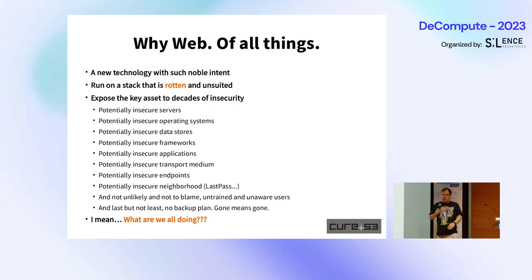And last but not least, we don't seem to have any backup plan here. Gone is gone. If something gets stolen from me from the bank, I get it back because they're insured. They don't really care. The insurance cares maybe, but hey, not my problem. But here, potentially, there's no backup plan. Gone means gone. So I'm wondering, what are we all doing? Why are we relying on those terrible technologies for something so cool that we're building here?